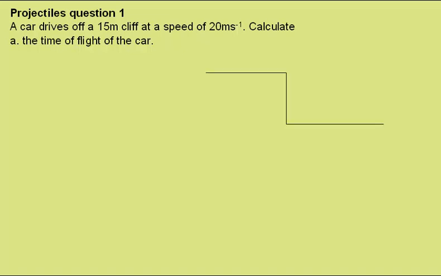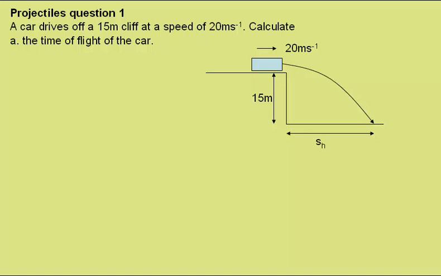So here's the cliff, which is 15 meters high, the car travelling at 20 meters per second towards the cliff, and it's going to take a path something like this, and that will be our horizontal displacement s subscript h.